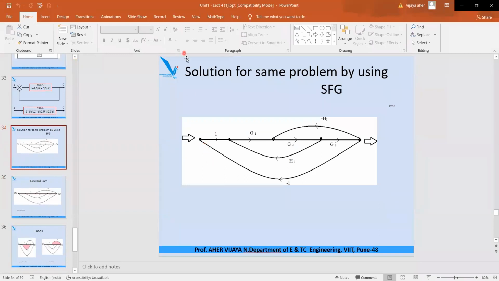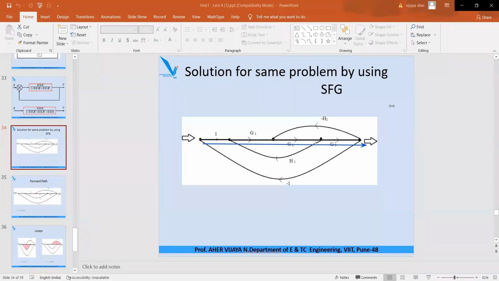Okay, starting from this point. Forward path फक्त एकच आहे मुलांनो या diagram मध्ये, right? So this is only one forward path with P1 is equal to transfer function 1 into G1 into G2 into G3. How many loops are there? बघा loops किती आहेत? आपल्या block diagram मध्ये 3 loops आहेत.